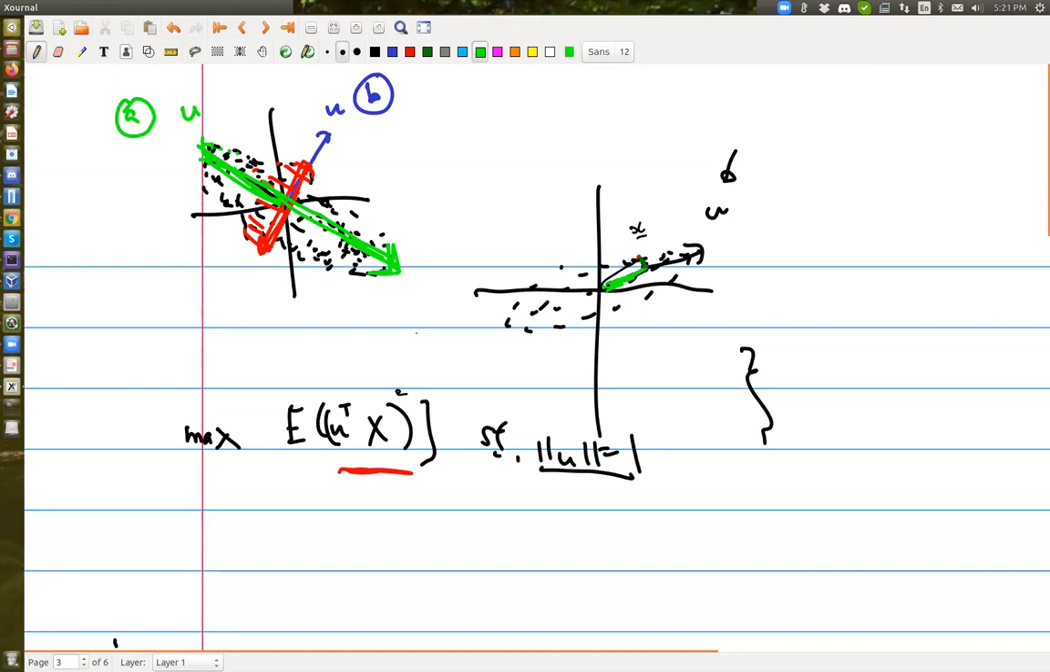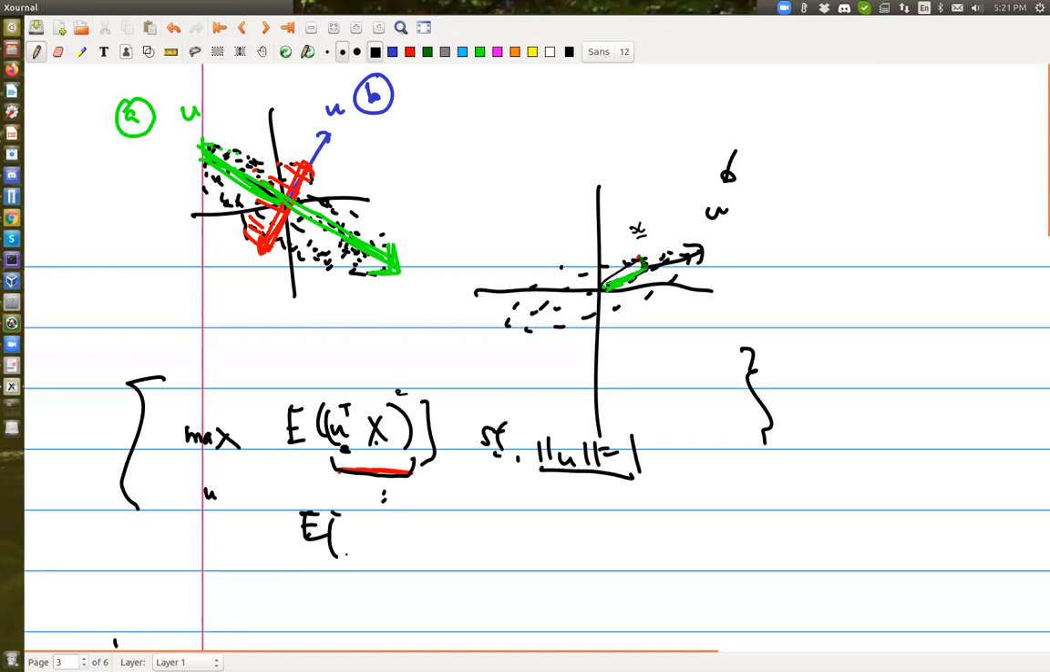So therefore, I am basically just maximizing the projection onto some direction u here. I don't know what u is here, and I try to maximize that. But I need to make sure u is normalized. That's how I'm going to find the principal component. Is that clear now? Okay, then let's continue this formulation.